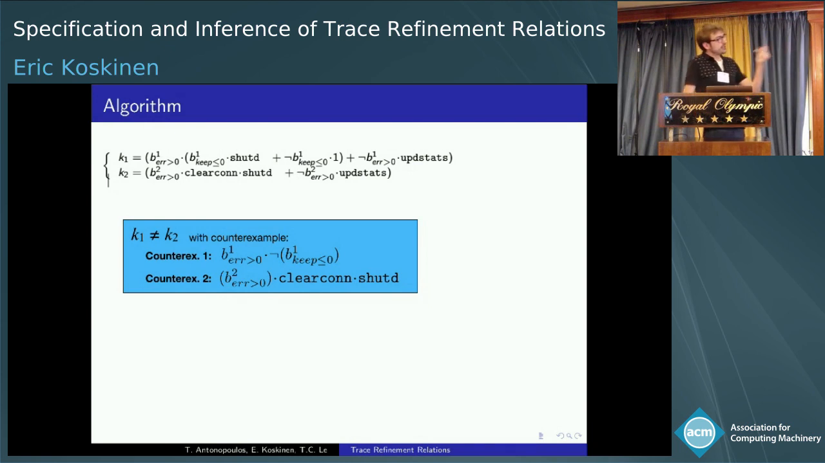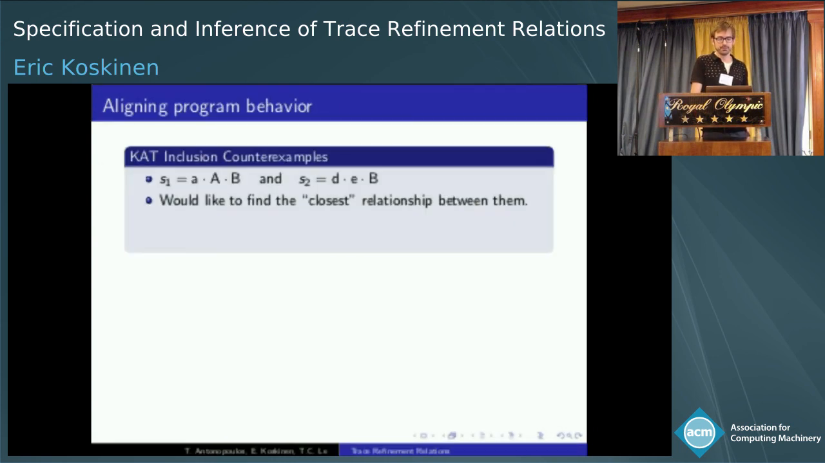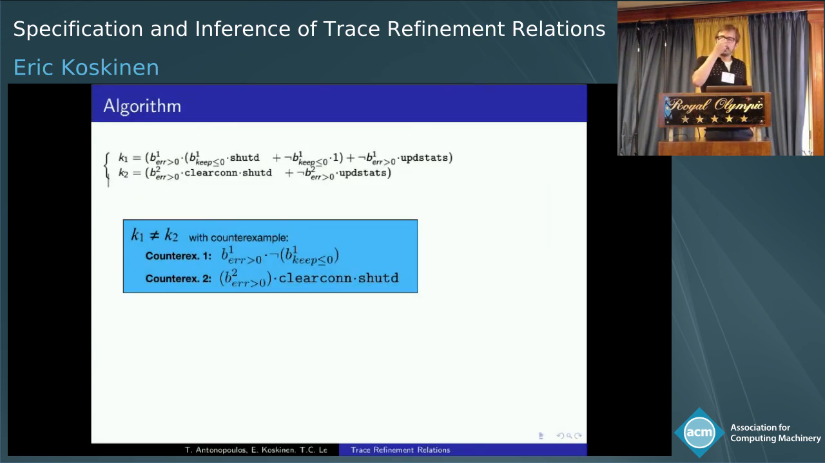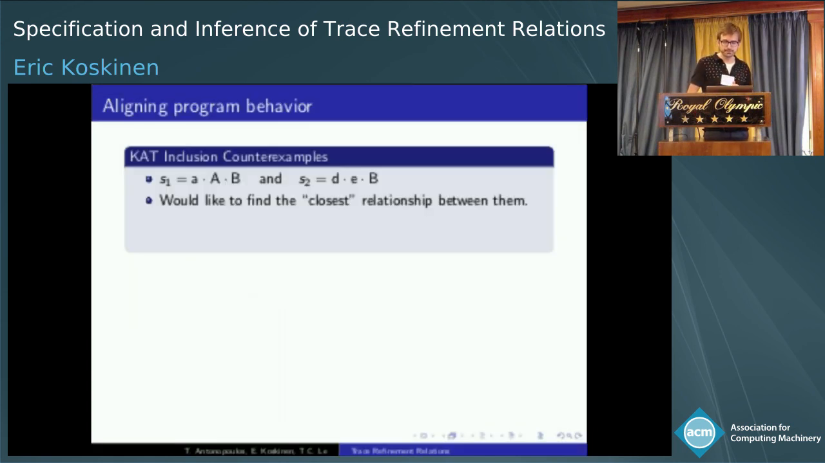That is, it gives you a string of possible behaviors of the first program that are not in the second program, and vice versa. So for example, you can have the behavior where an error happens, but then keep alive is turned off in the first one. And in the second one, you could have a behavior where an error happens, but then the clear connection and shutdown events happen. So now we're in this tricky situation where we have these two different behaviors, and we'd like to find some correlation between them.